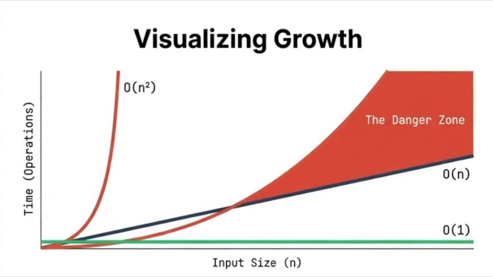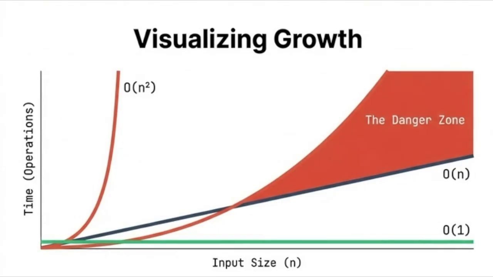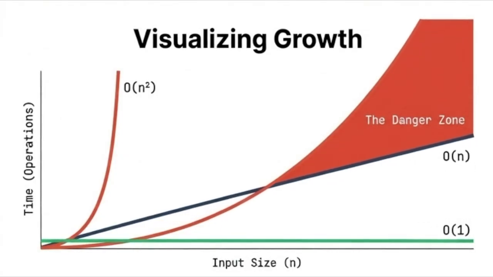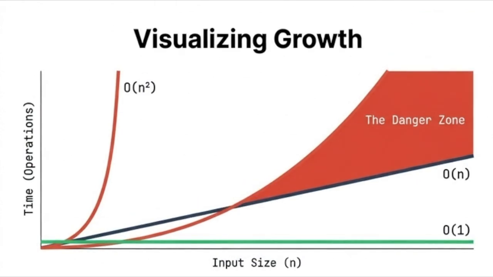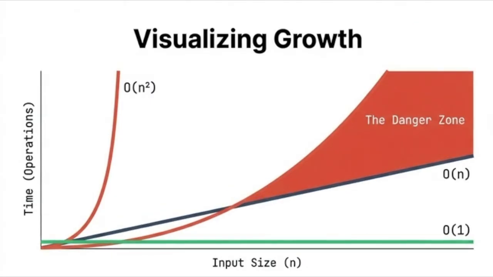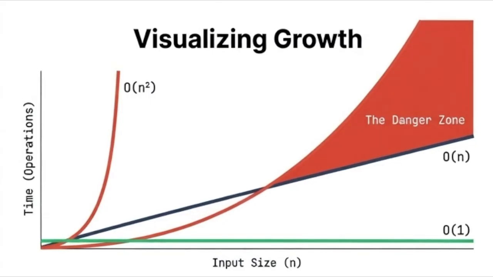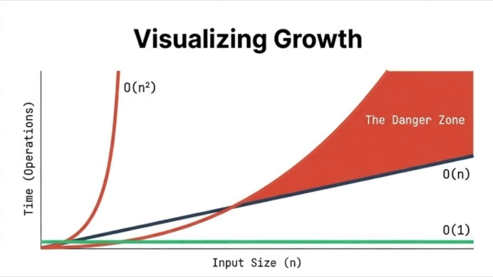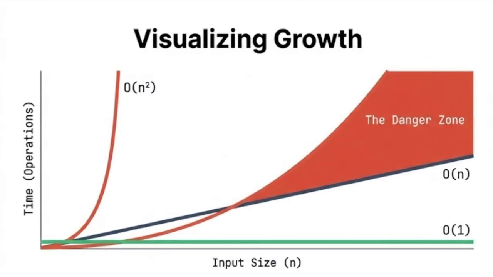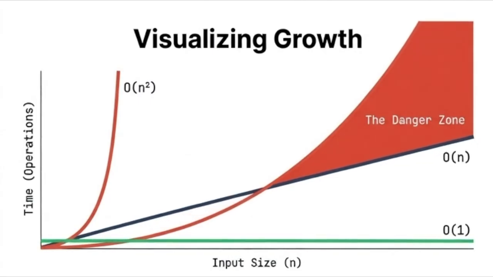Let's visualize this. On this graph, the x-axis is your input size and the y-axis is time. See this flat green line? That's big O 1. That is perfect scalability. So this blue line, that is big O n, it grows steadily. But see this red curve shooting up like a rocket. That is big O n squared. We call this the danger zone. This usually happens with nested loops, a loop inside a loop. If your code lives here, it will crash your system when your user base grows.